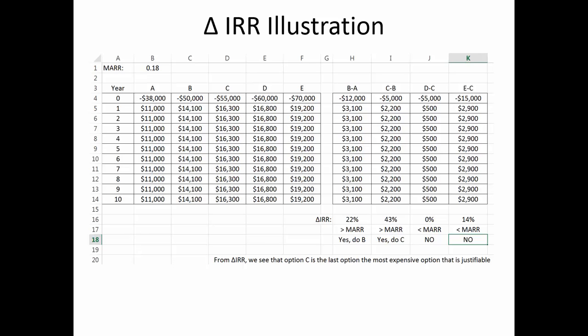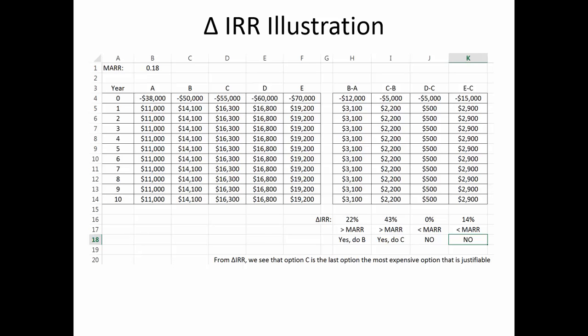It'll tell you the rate of return on the additional investment of $12,000. Our criteria is to compare this 22% to the MAR, and in this illustration on the screen, the MAR is 18%. The finding is that this internal rate of return is greater than the MAR, and so our interpretation is yes, do B. B is our new champion. That's the alternative that we like best. The next thing we do is compare option C to option B, to find out if option C, which is more expensive, is worth it. Is the extra $5,000 for option C a worthy investment?